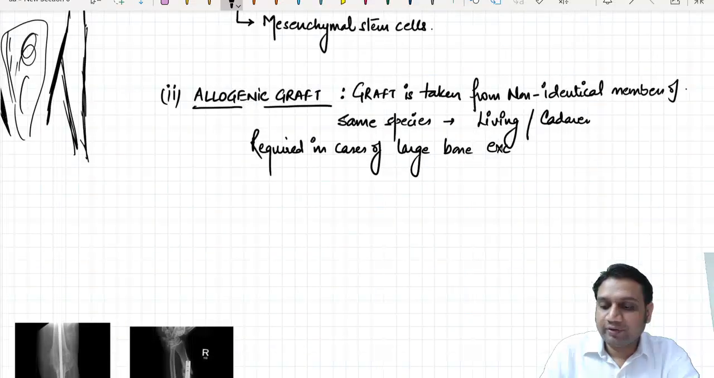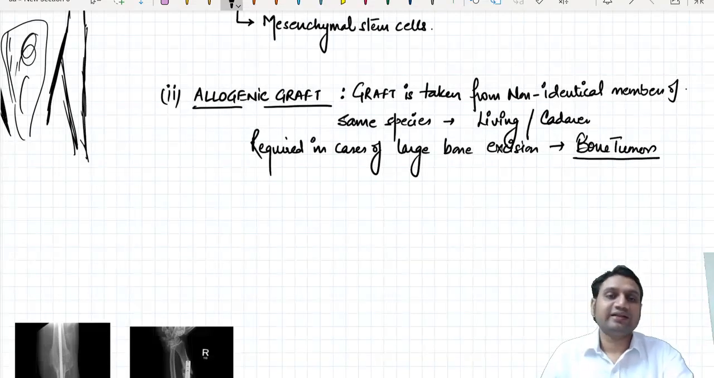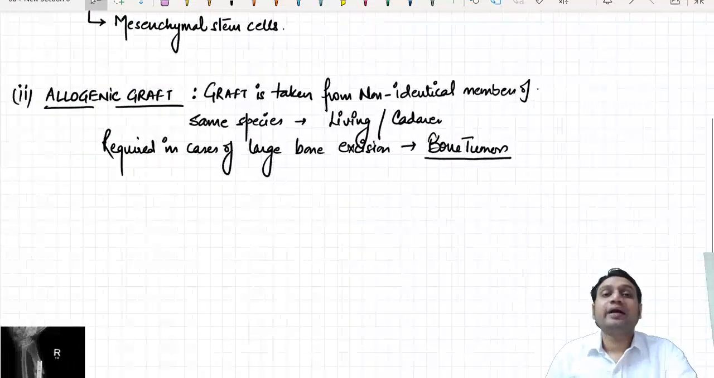What are the cases where we may need them? Examples can be bone tumors. When we do excision of bone tumors, we may require a lot of bone to fill that void. Okay, that is number two, allogenic graft.